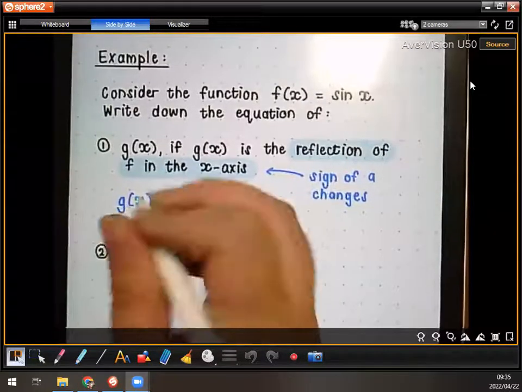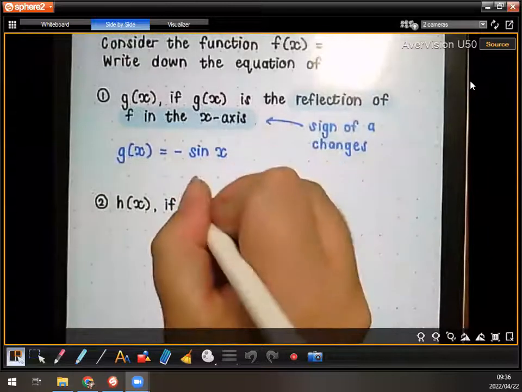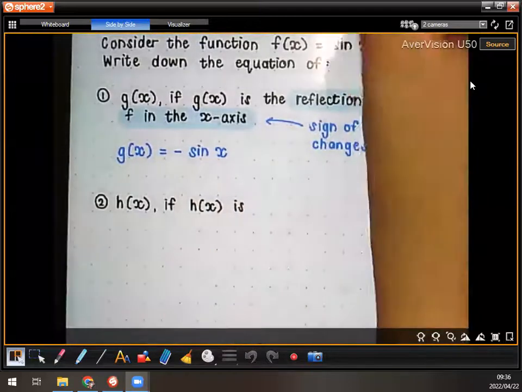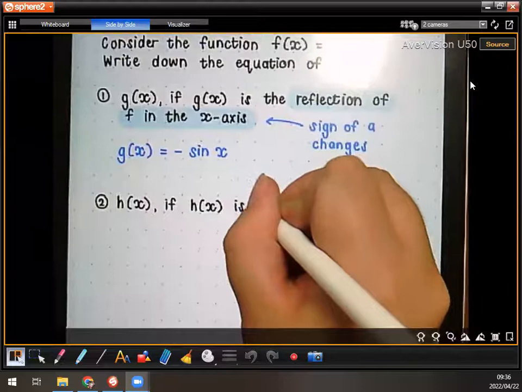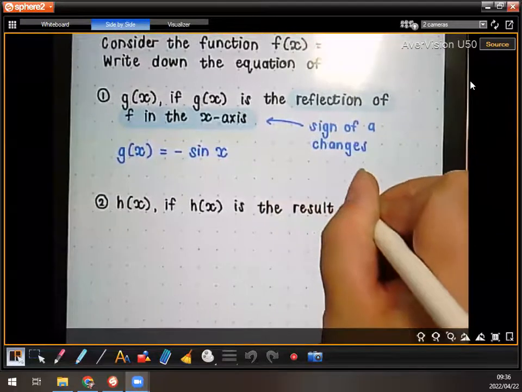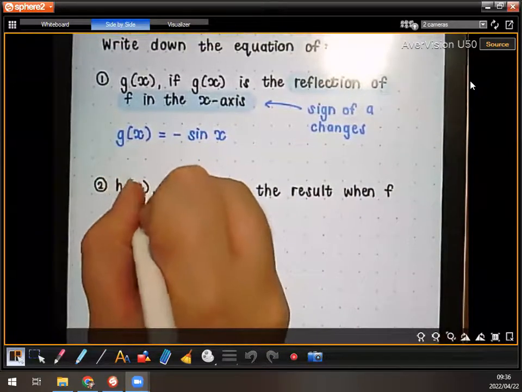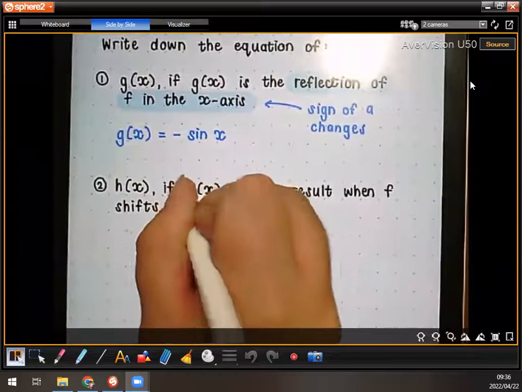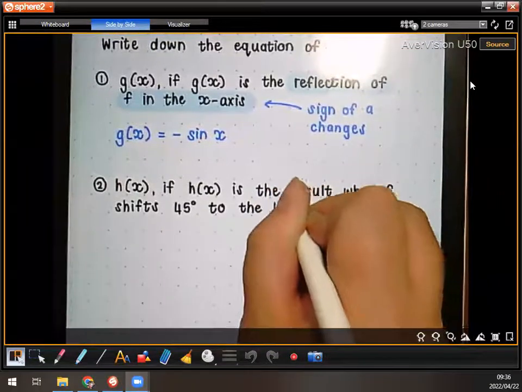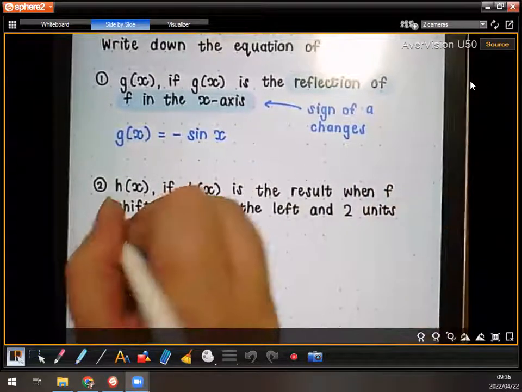All right, number 2. Now we're finding the equation of h of x. If h of x is the result, then if the graph is shifted 45 degrees to the left and 2 units down.